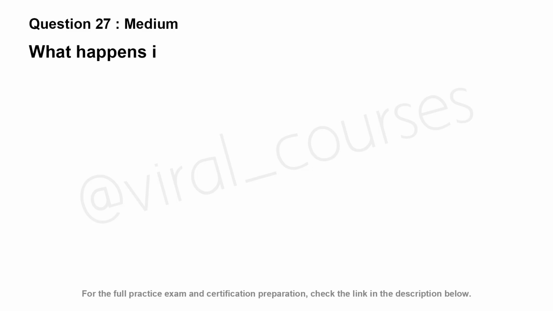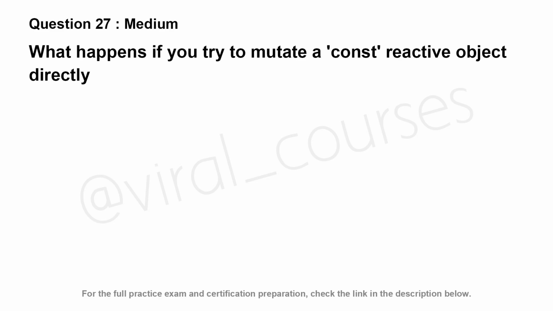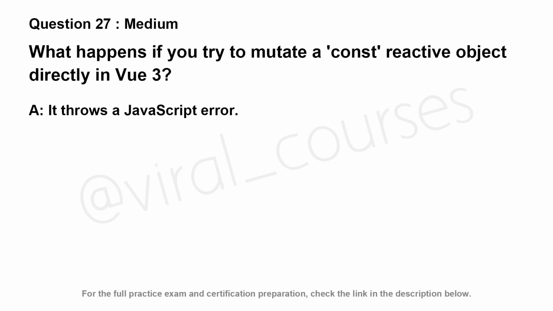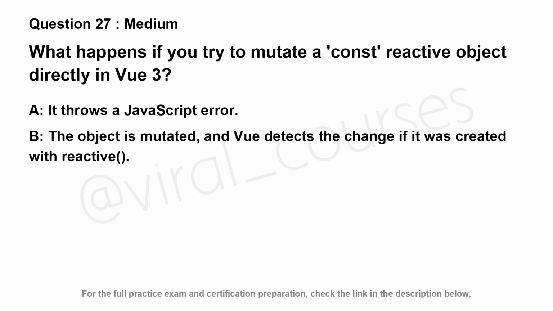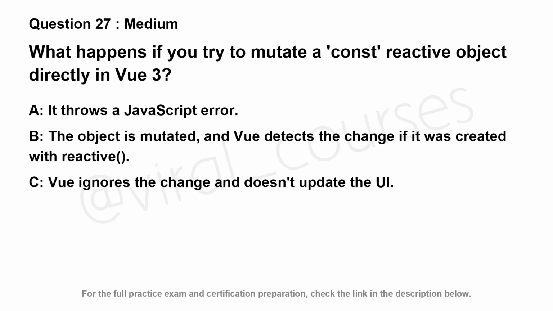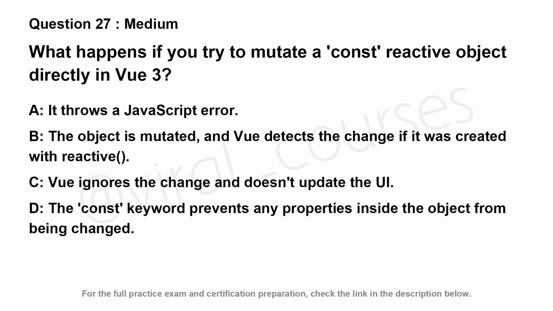What happens if you try to mutate a const reactive object directly in Vue 3? Option A. It throws a JavaScript error. Option B. The object is mutated, and Vue detects the change if it was created with reactive. Option C. Vue ignores the change and doesn't update the UI. Option D. The const keyword prevents any properties inside the object from being changed.